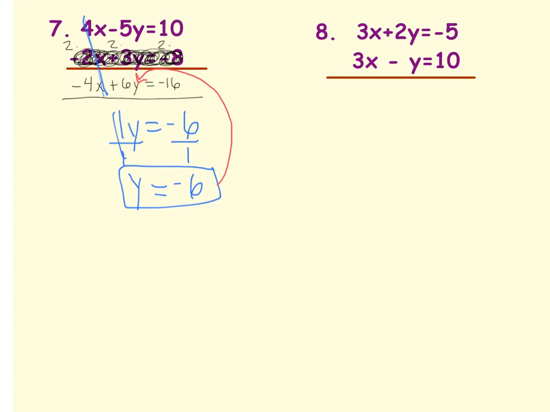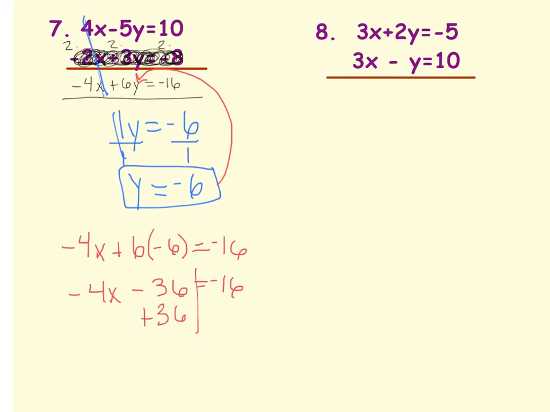Just remember, there is a 6 in front of it. So when I rewrite this, I have negative 4x plus the 6. Then I substitute my negative 6 in for y equals negative 16. 6 times negative 6 is negative 36 equals negative 16. Solve by adding the 36. Negative 16 plus 36 is 20. So negative 4x equals that. Divide by negative 4.